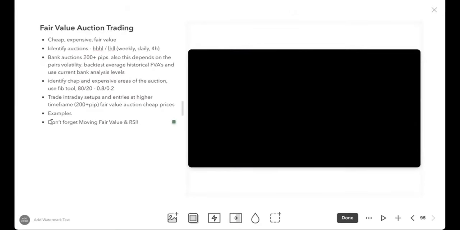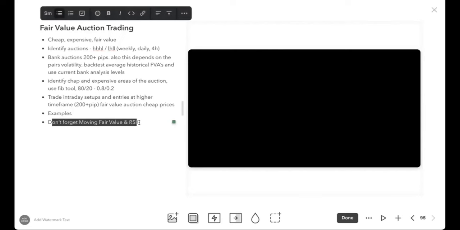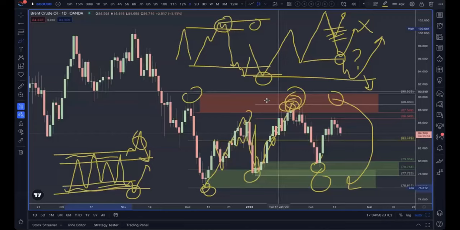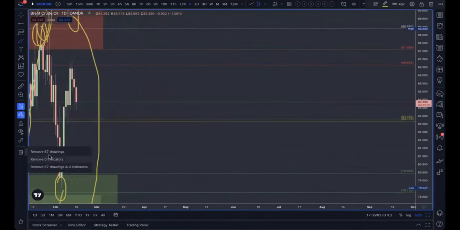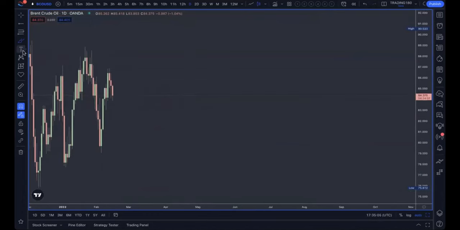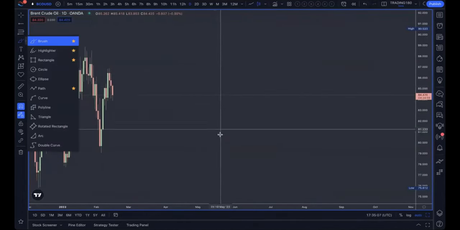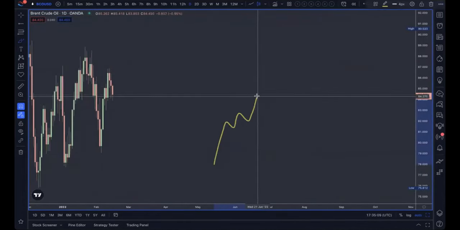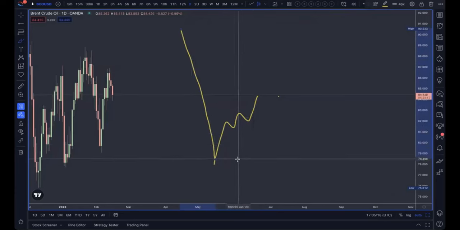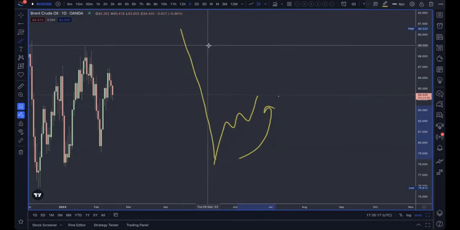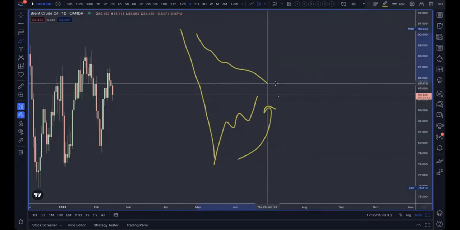Any questions? Oh yeah, by the way, don't forget moving fair value and the RSI as well. You can add those. Even if you have, let's say, an auction that's pulled back 300 pips, the move down has been 300 pips, right? But the monthly moving fair value is still here.